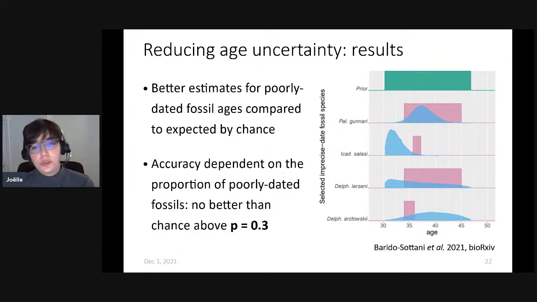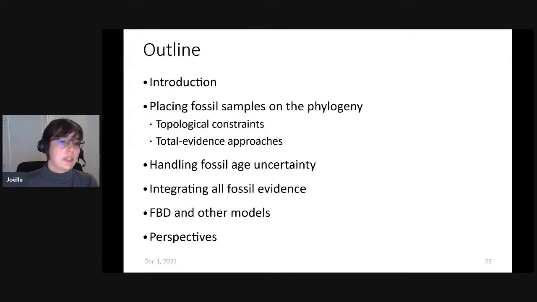So I guess the answer to our original question would be yes, you can in fact use an FBD analysis in combination with well-dated fossils to reduce the uncertainty on poorly dated fossils, but you need a lot of well-dated fossils to achieve that. So that concludes my section on handling fossil age uncertainty within the FBD process.